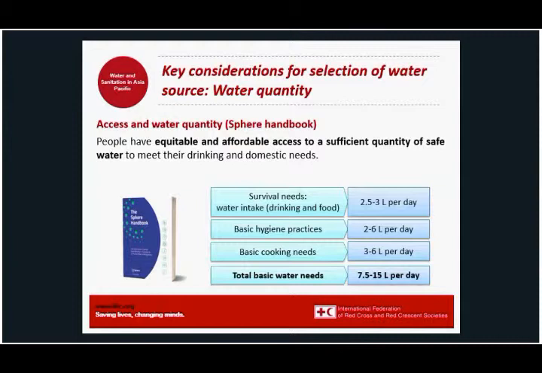Let's take our first criteria of quantity and go back to Sphere for some guidance. Why do we strive to deliver more water than just for drinking? If drinking water supply is low quality, waterborne disease such as cholera, typhoid, and dysentery can result. But also when people don't have enough water, they stop usual daily activities such as washing, bathing, cleaning pots and pans.